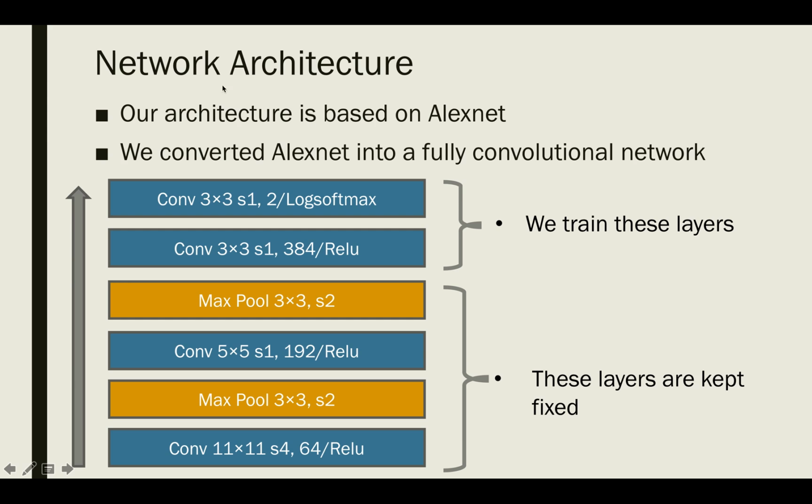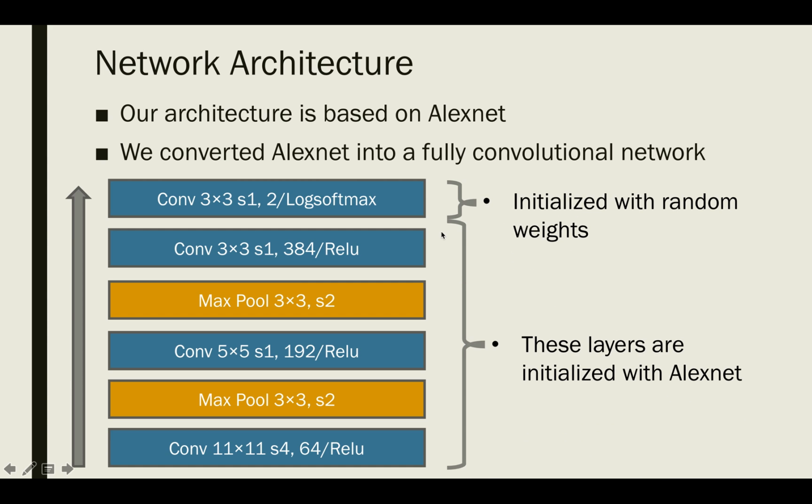The network architecture we're using is somewhat similar to AlexNet, because that's what our architecture is inspired from. We basically converted an AlexNet into a fully convolutional network, but not precisely so. Our network is not exactly similar to AlexNet, but it's inspired by it. We keep the first few layers fixed and only train the last two layers. The number of parameters that we have to train is around 4,000. The reason we only train the last few layers is because we do not have a lot of training data.